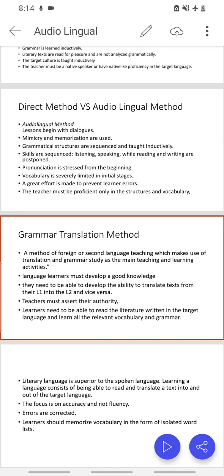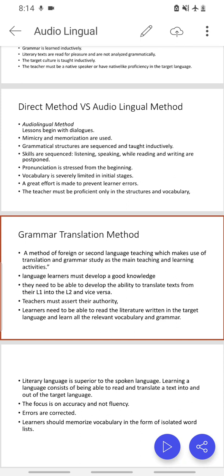So the grammar translation method is translating language into your mother tongue, and the teacher uses the mother tongue in the classroom to teach the English language or any other target language. And then they have the ability to translate text.